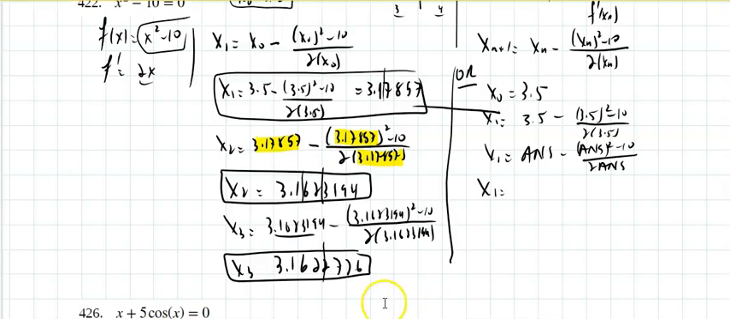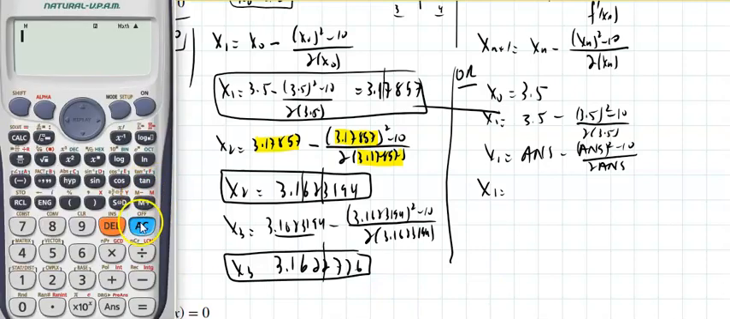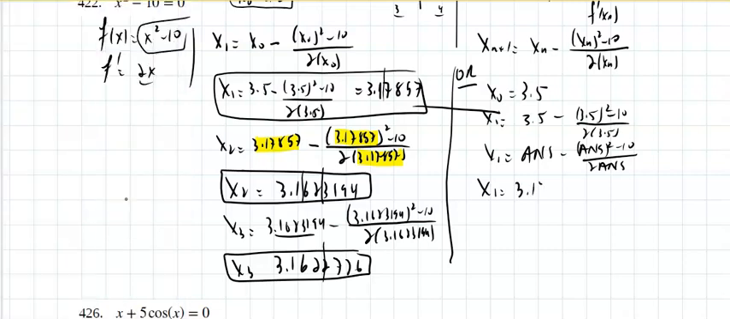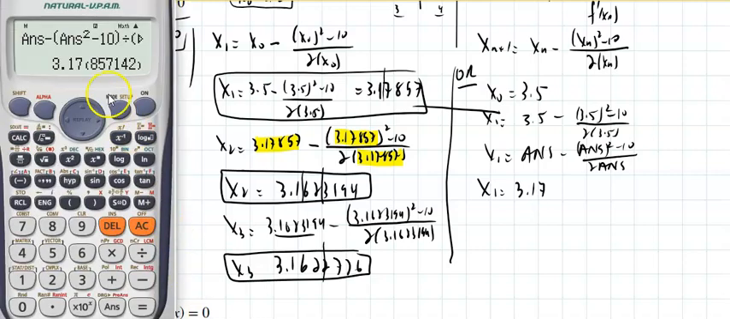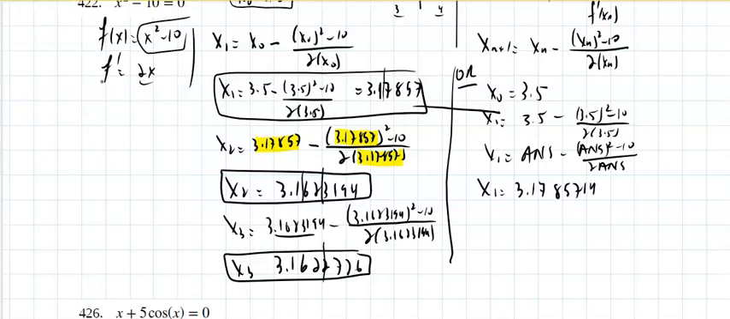X sub 1 will be, so if I go in there, starting fresh, assuming none of this is there, I take 3.5 as my initial, now it's stored in my answer. Clear that up and take answer minus parentheses, my answer squared minus 10 divided by 2 times the answer. It'll give me an answer of 3.17857142, with the 857142 repeating. I want 5 decimals, so I'm gonna have to list a bit more.